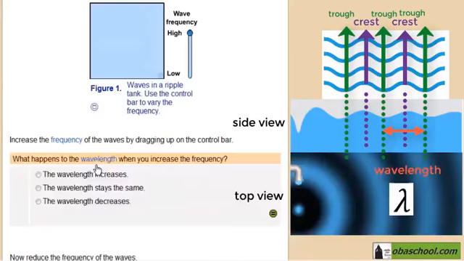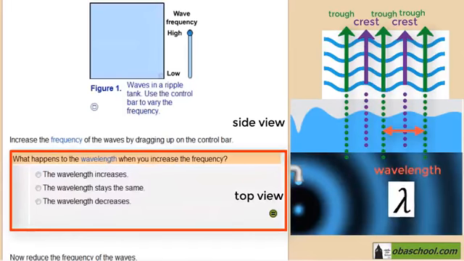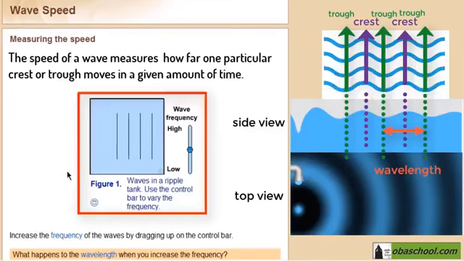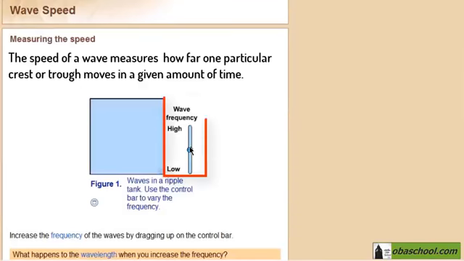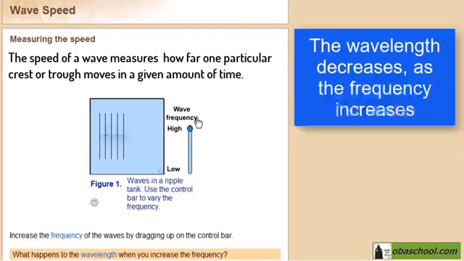This question asks what happens to the wavelength when you increase the frequency. So let's increase the frequency and notice what happens. Here, there's a slider where we can increase the frequency of waves by dragging up on the control bar. So let's increase the frequency. Have you noticed what happened to the wavelength? Well, the distance between the dark lines, which represents wavelength, decreases.